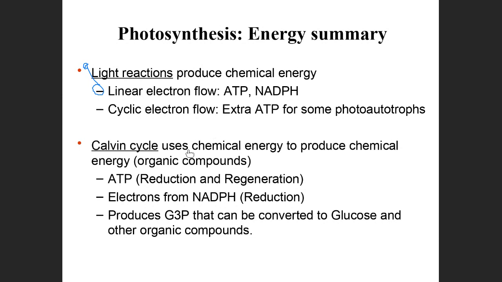And then the Calvin cycle uses that chemical energy in the form of ATP. It needs the electrons from NADPH. Notice here in parentheses, I put ATP plays a role in phase 2 and phase 3. NADPH, the electrons it's carrying, plays a role in phase 2. And then the Calvin cycle produces G3P, which is then converted to glucose.